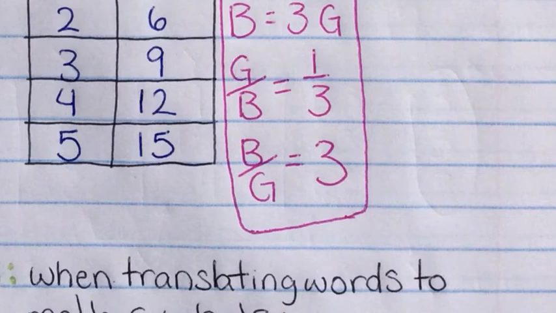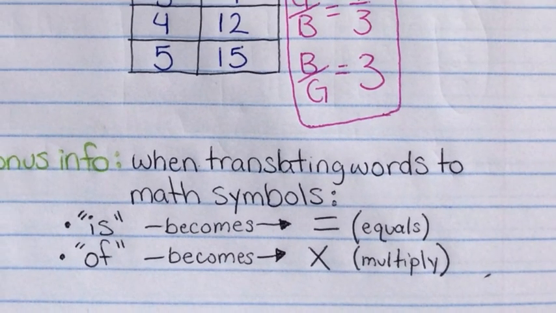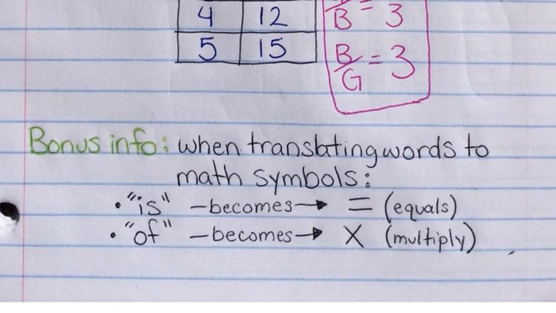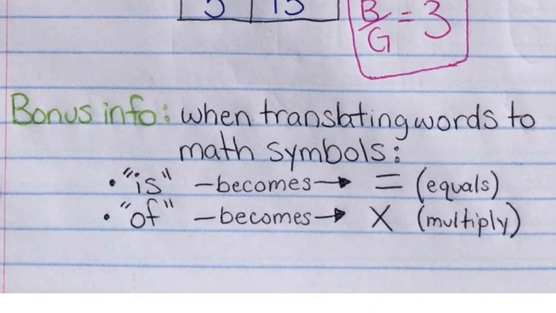Now here's the bonus information I wanted to share with you earlier, and this will be super, super valuable when you move on to algebra and algebra 2 and higher level math. You want to learn some shortcuts as to how to translate words into math symbols, because that can get tricky. So, bonus info, whenever you are translating words to math symbols, listen to this. It's super important. The word is will always become an equal sign.